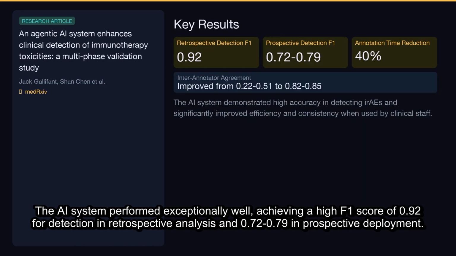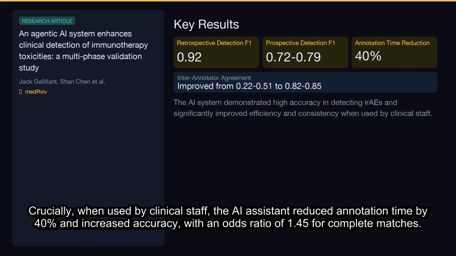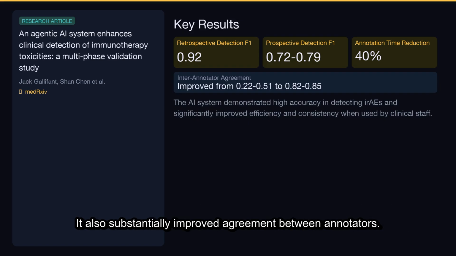The AI system performed exceptionally well, achieving a high F1 score of 0.92 for detection in retrospective analysis and 0.72 to 0.79 in prospective deployment. Crucially, when used by clinical staff, the AI assistant reduced annotation time by 40% and increased accuracy, with an odds ratio of 1.45 for complete matches. It also substantially improved agreement between annotators.